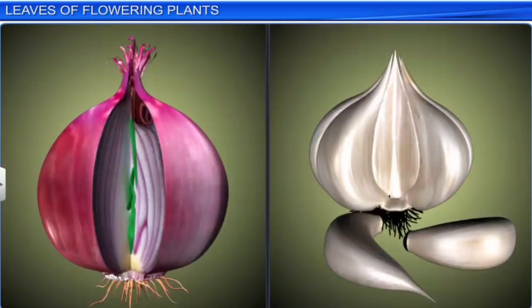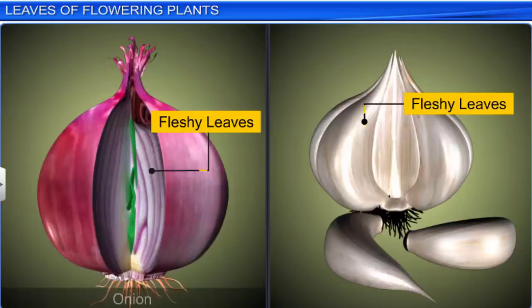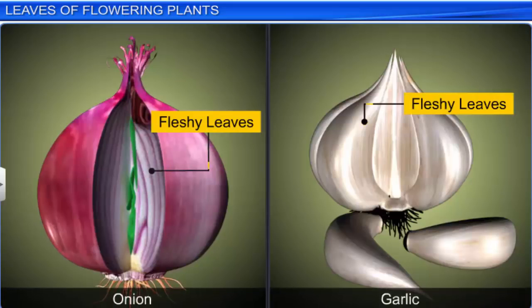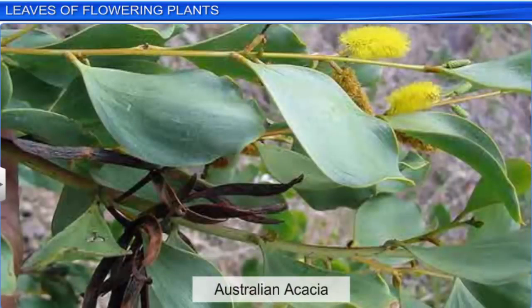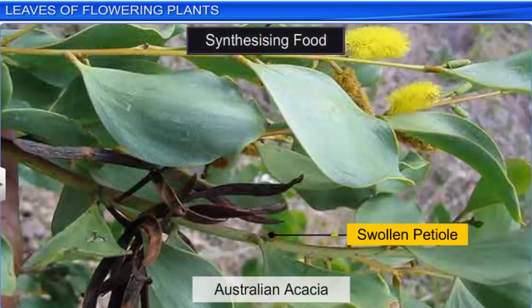For example, the fleshy leaves of onion and garlic store food. Another plant, the Australian acacia, has petioles that expand, turn green, and synthesize food.